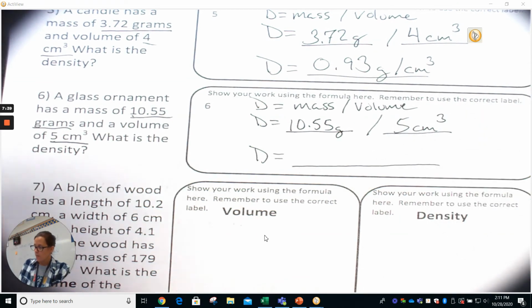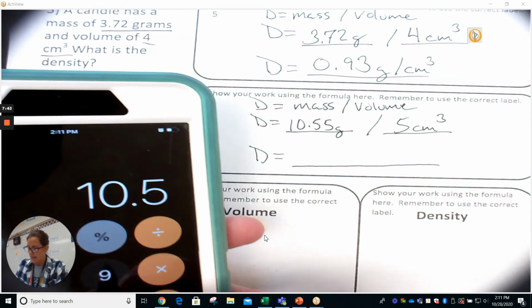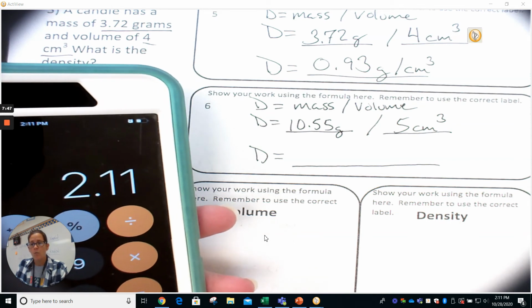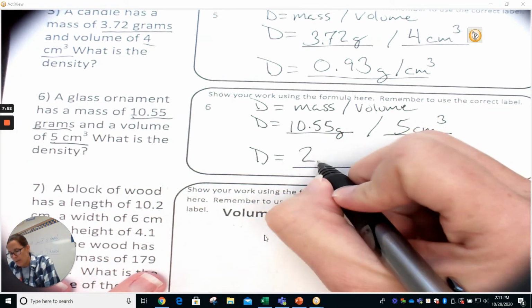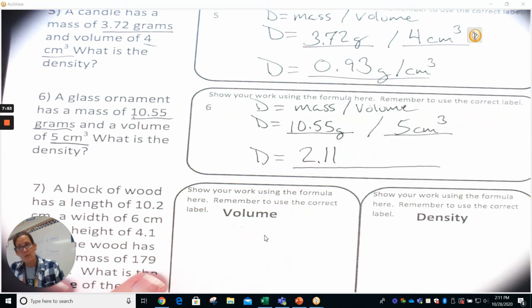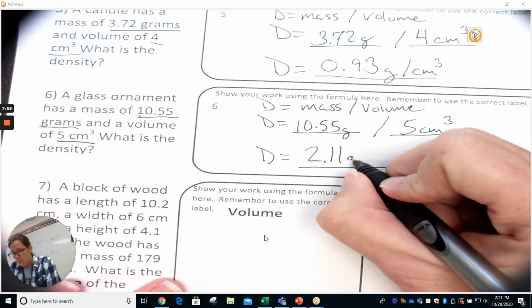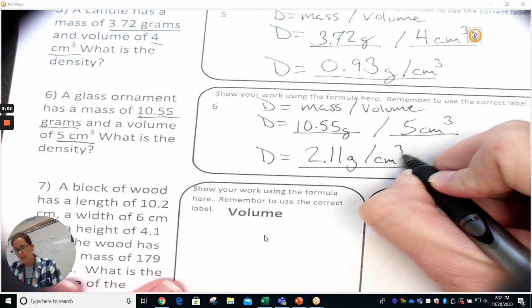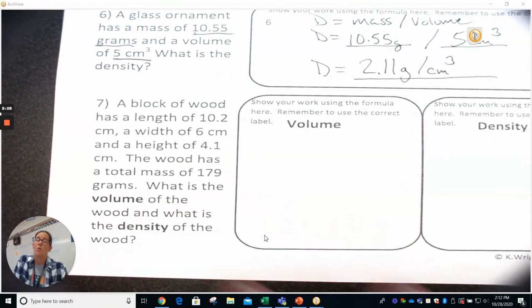Okay, we're going to plug this into our calculator just like we did everything else. So 10.55 divided by 5 equals 2.11. So let's write that down here, 2.11, and I'm bringing my units down because we're doing science, not just math. 2.11 grams per centimeter cubed. Awesome, right? Okay, next, this is our bonus question.